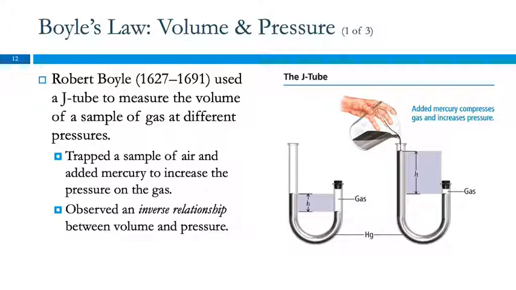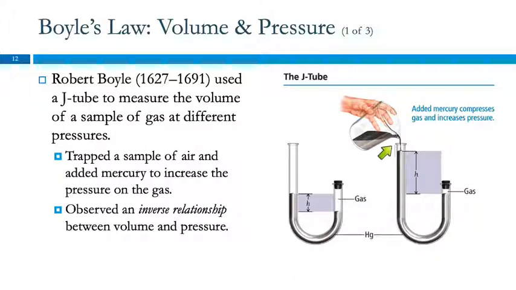So here we have an illustration of the sorts of experiments that Boyle did. So here you can take a J tube, and it's capped at one end, and there's a gas here, and there's some mercury in here, and we can tell from the difference in these levels that the gas inside this end of the tube is higher in pressure than the atmosphere because it's pushing down.